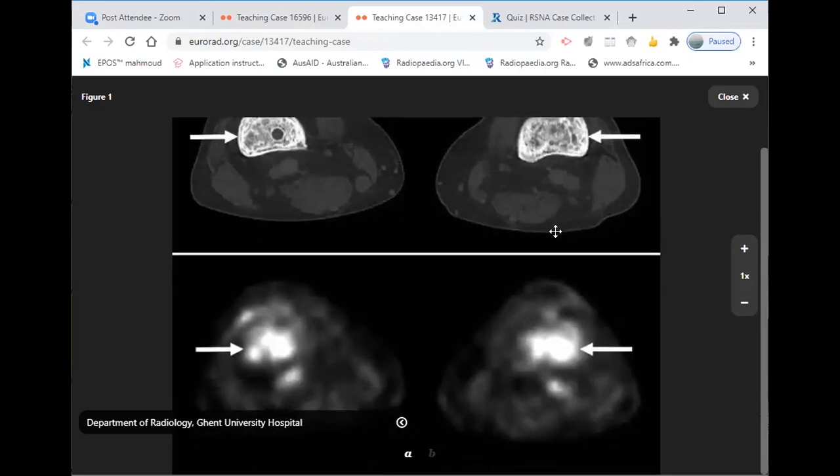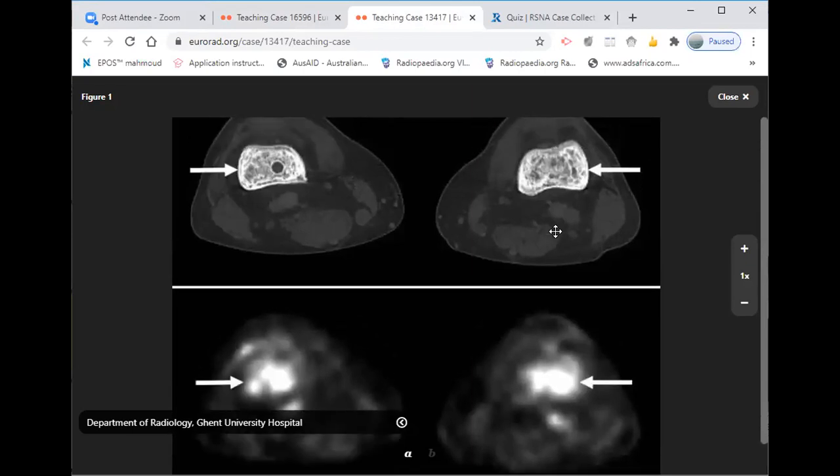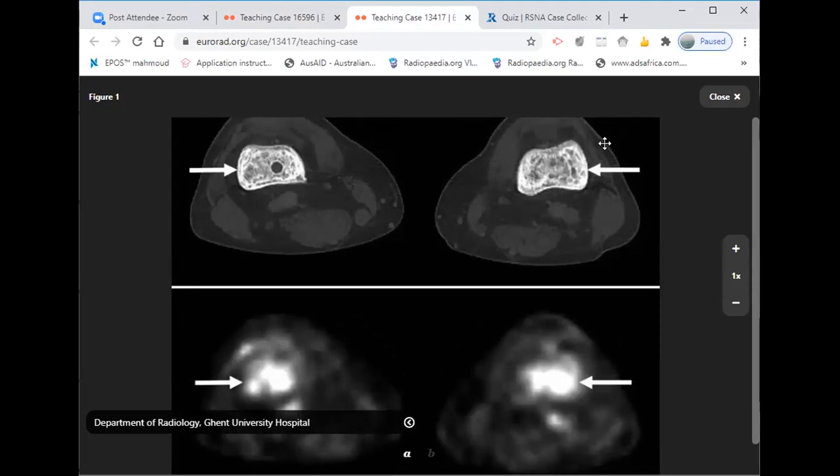So this appearance, before I go to the history and everything, this is like a selected image of CT. And what you can describe in this patient, try to describe.